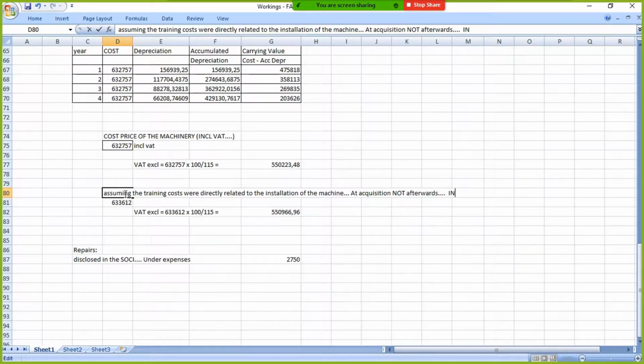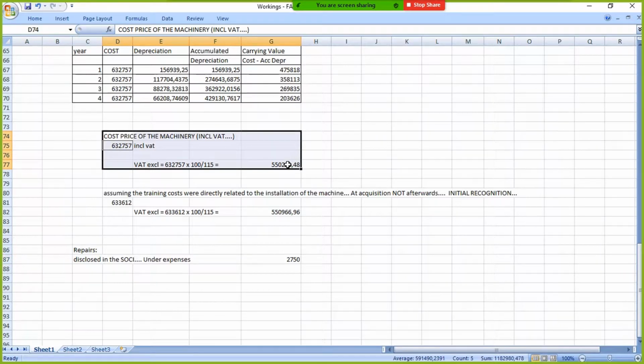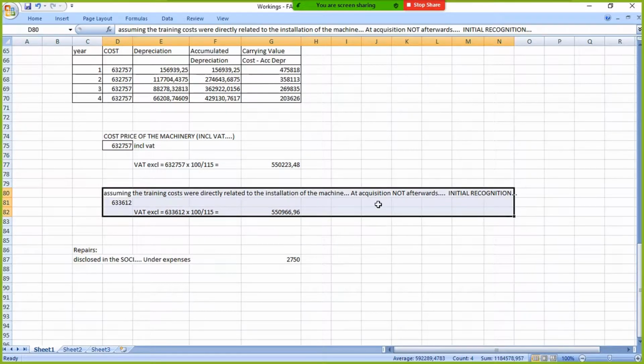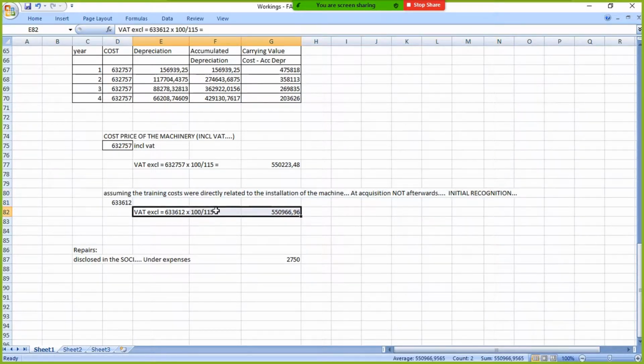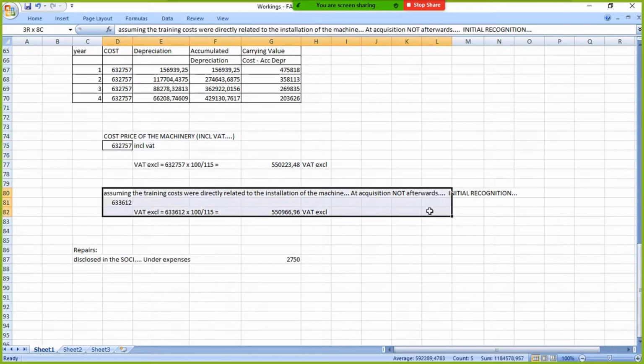That's important, because that's initial recognition. Initial recognition means the moment you buy the asset. The moment I buy the asset, I need to include all those other costs, transport, installation. Those training costs, unless you specifically assume that it was part of installation at initial recognition, do you include it? Then you'd include it, times it by 100, divided by 115, to get the VAT exclusive. Does that make sense? So you have 2 options. Just be careful how they word it.